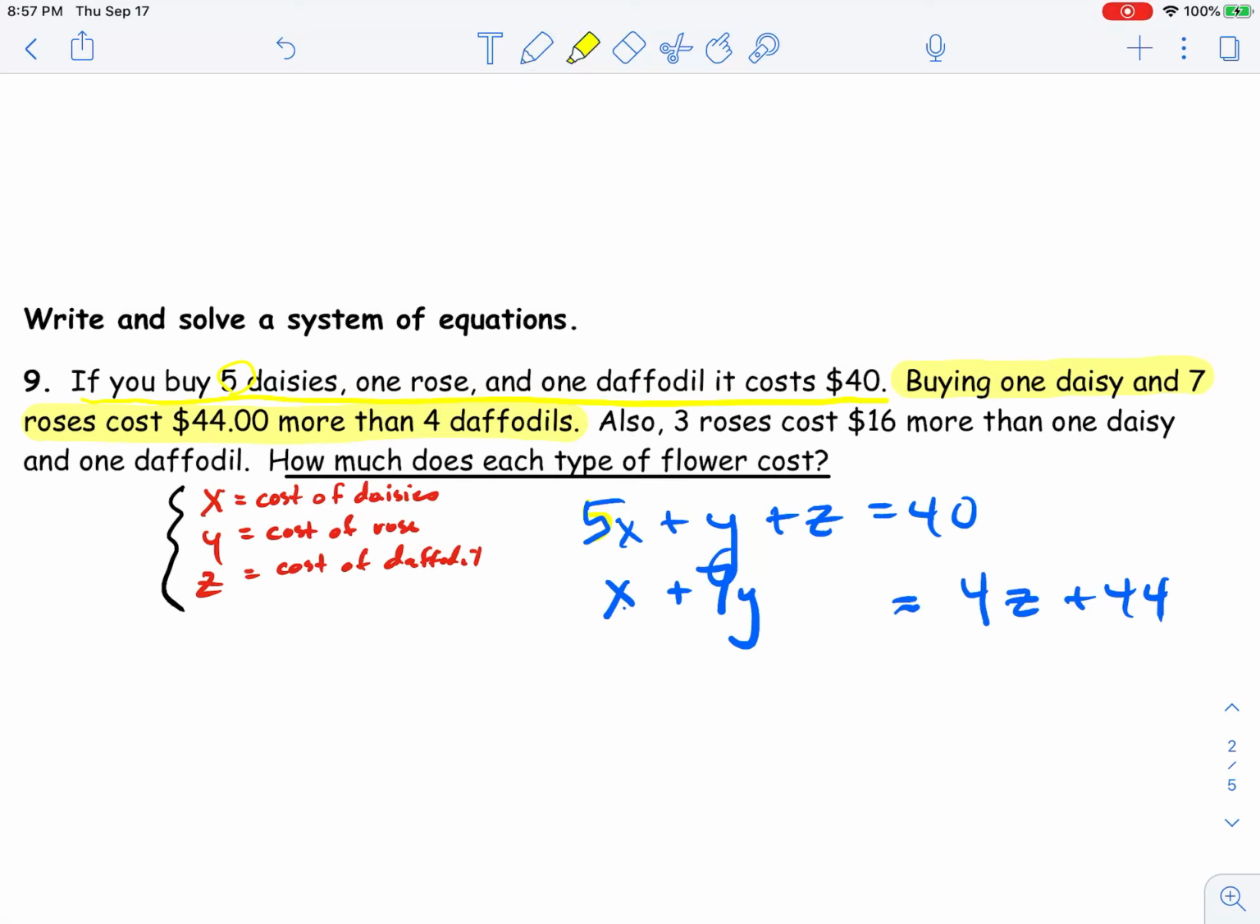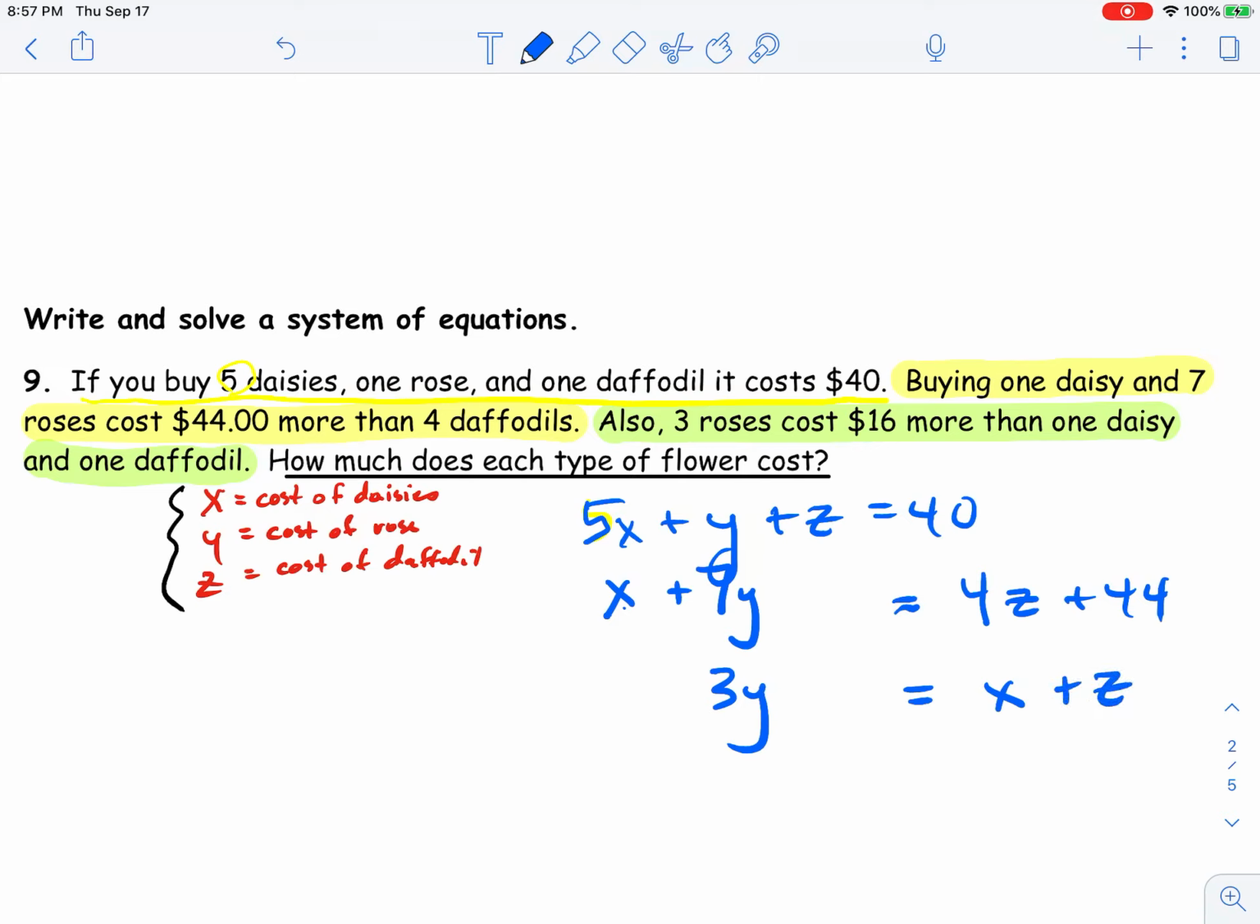And then the last thing that we'll look at is this statement right here. It says 3 roses, 3y, three roses, that's the cost of 3 roses, cost $16 more than one daisy, and a daisy is X, and one daffodil, and the daffodil is Z.